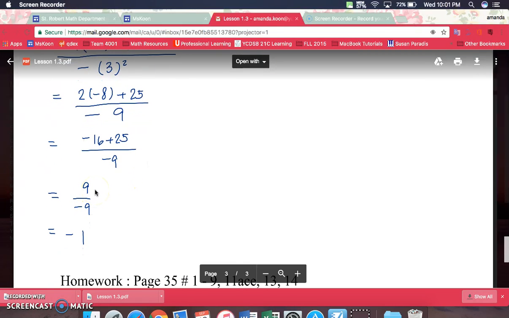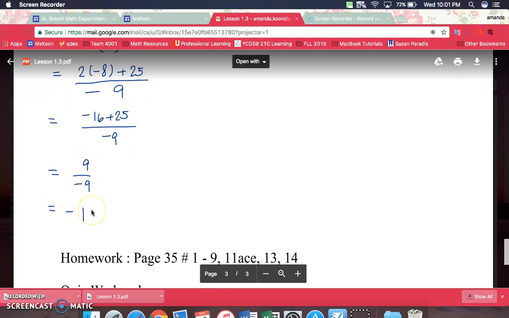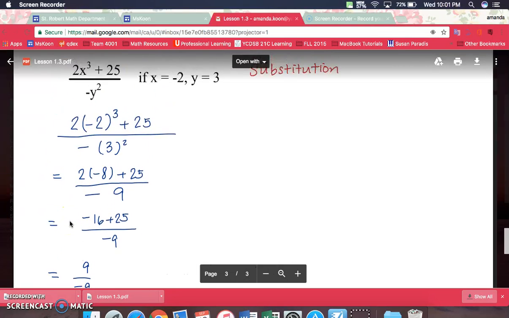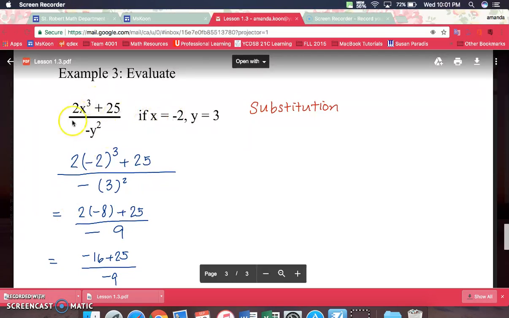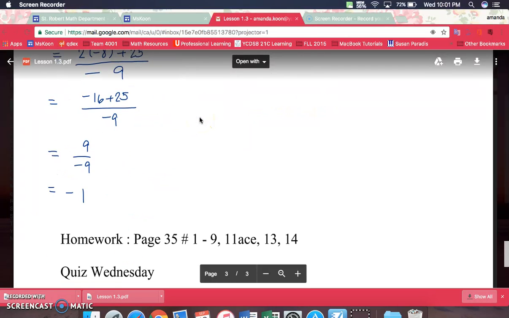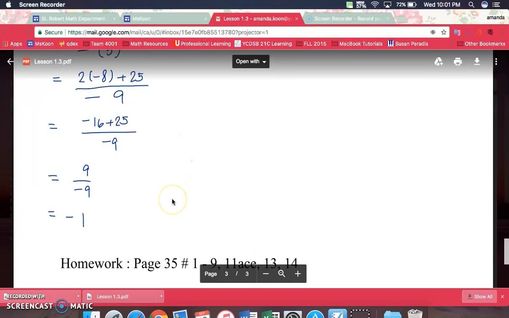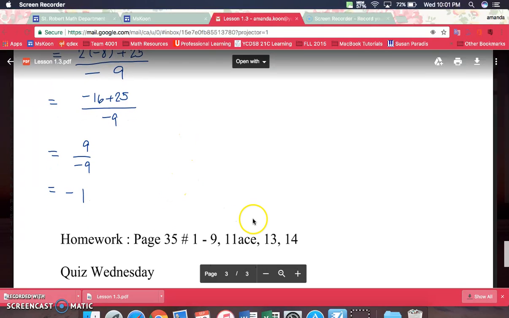Simplify the numerator. Well, 25 take away 16 is 9, divided by -9. So your final answer is -1. And here you have simplified this expression if x is -2 and y is 3. So you can work on your homework on page 35 for the rest of the time.